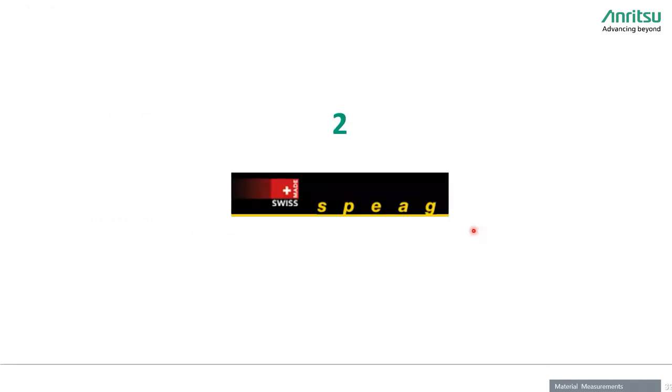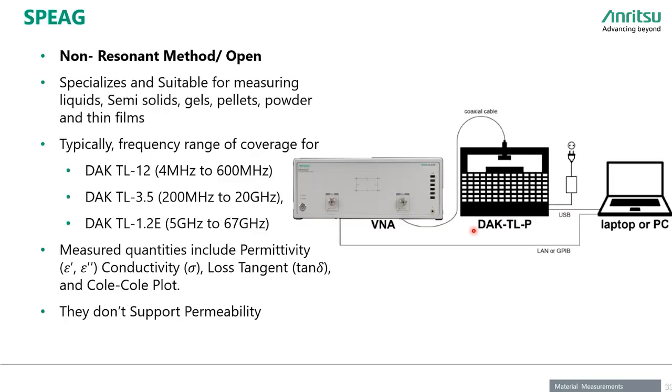The second global partner we have is SPIG. Now, SPIG, again, is a Swiss company based on the non-resonance method, or open coaxial method. They are specialized in and suitable for measuring liquid, semi-solid, gel, pellets, powder, thin films. Their frequency coverage starts from 4 megahertz, and they have solutions up to 67 gigahertz. Different models are there, so up to 67 gigahertz they have a solution.